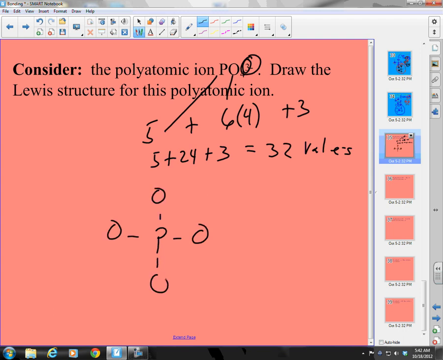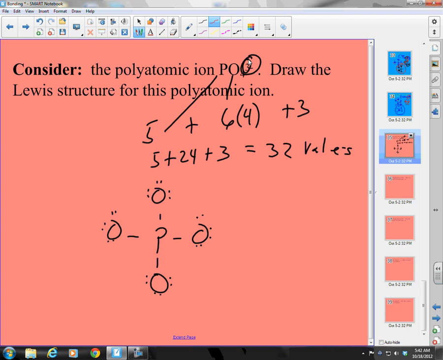We want to complete our octets. This is 2, 3, 4, 5, 6, 7, 8. The same for each of the four oxygens. Good. Now let's count our phosphorus. How many does phosphorus have? 2, 4, 6, 8. Yeah, good.